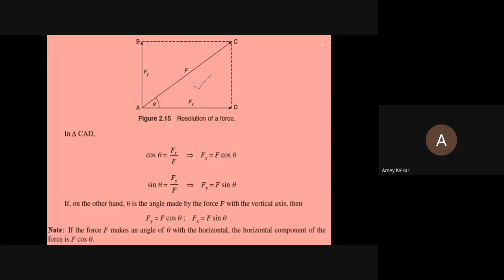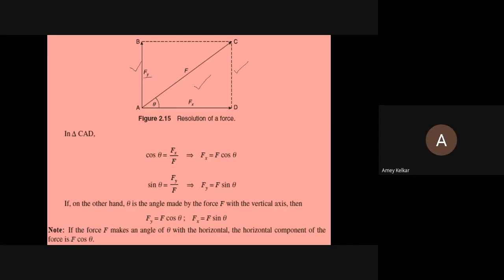Similarly, when we use sine, what is the sine rule? Sine theta is opposite upon hypotenuse. Opposite upon hypotenuse, yes, right. Now for this, the opposite side is nothing but CD, but as it's a rectangle, CD is equal to AB. So the opposite side is this side CD, which is the same as AB.